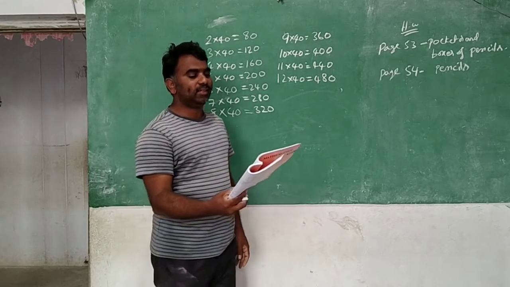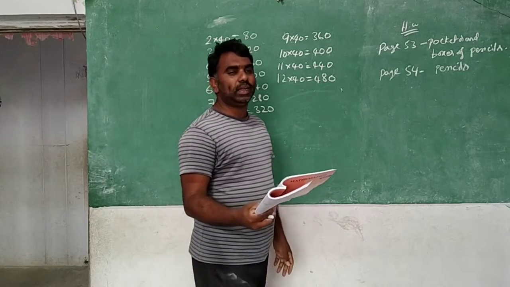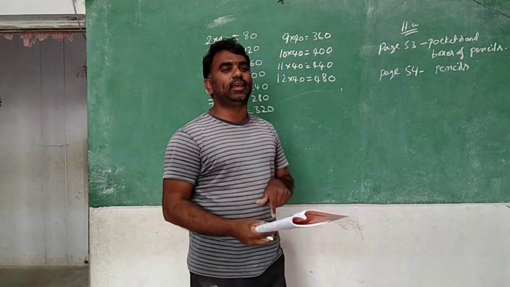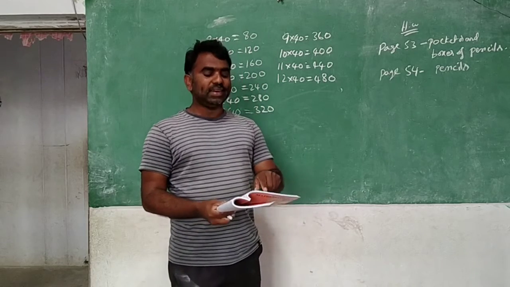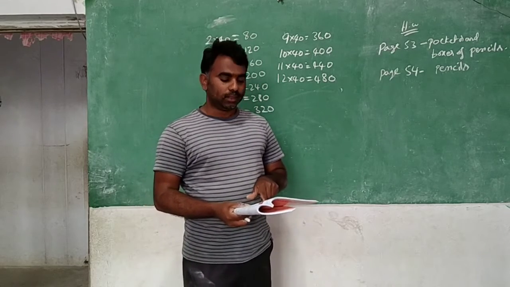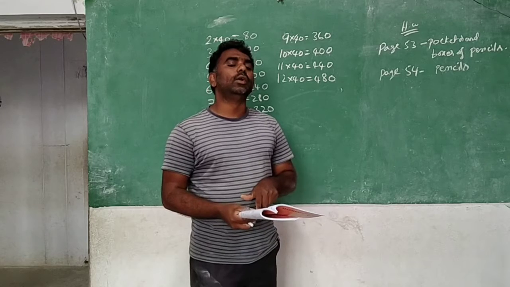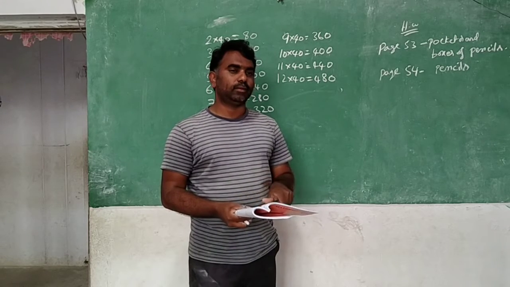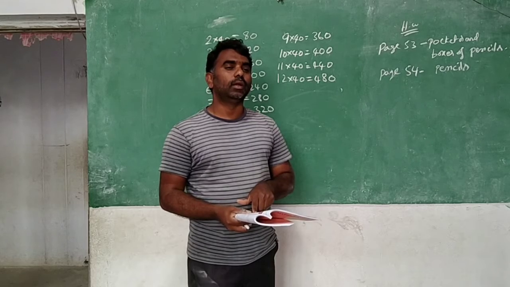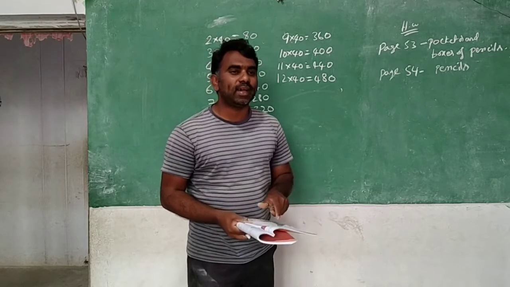So can you fill this, into 20, into 30? Three lines are there. First line is about into 20. Second line is about into 30. Third line is about into 40. Can you fill this? Can you fill this or not?